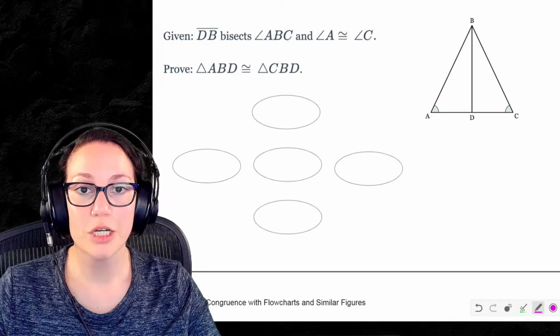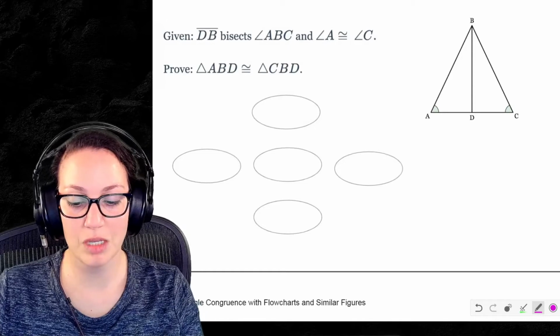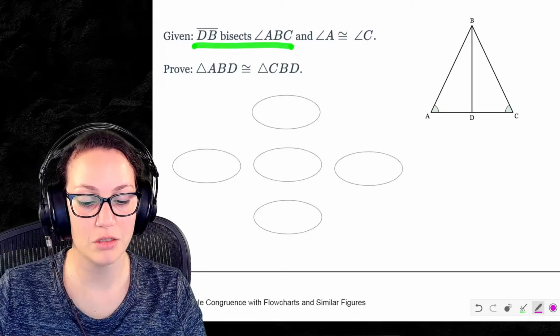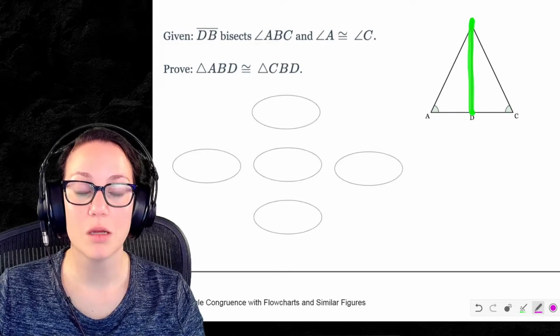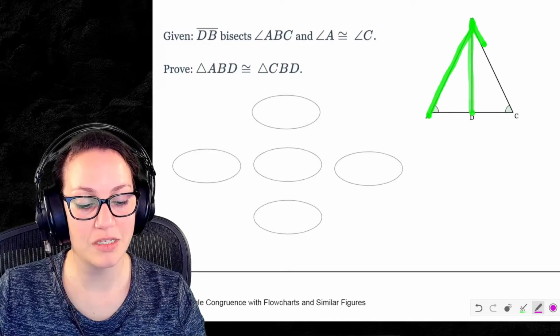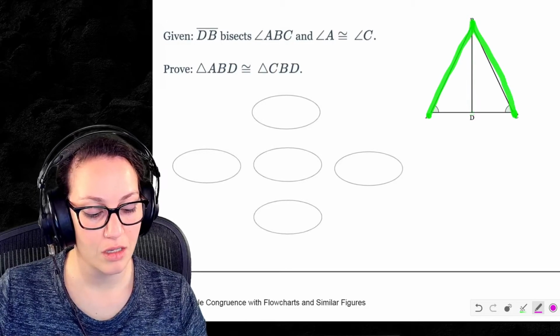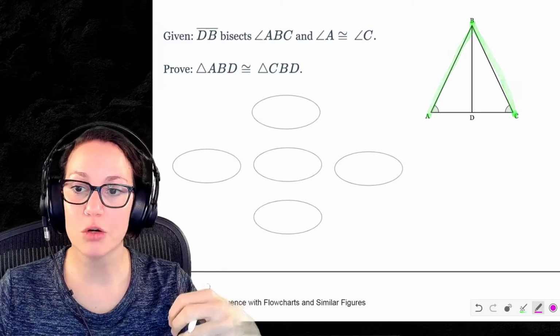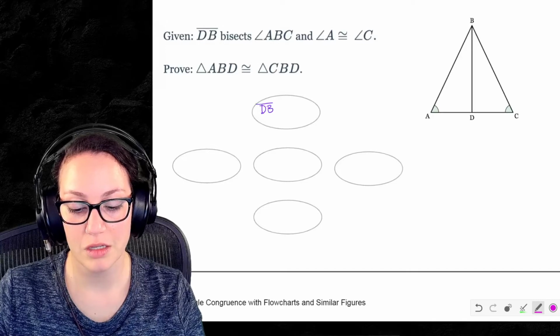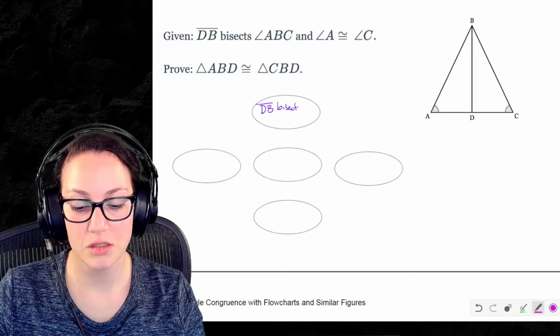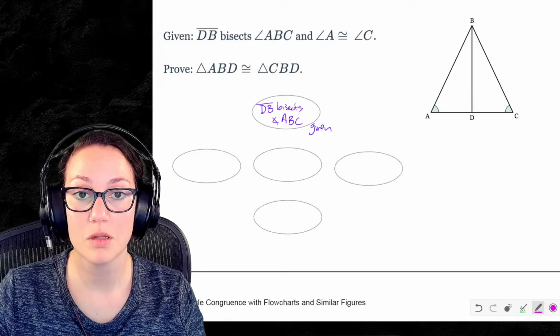So our next one is that given DB bisects ABC, angle ABC. So that's DB bisects ABC. Well, I'm just going to start with saying that in my first bubble. So line DB bisects angle ABC. And that's given.